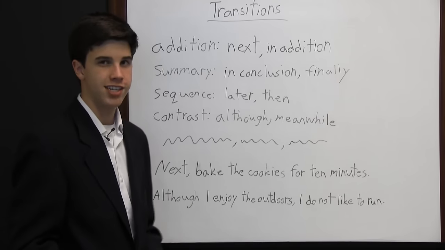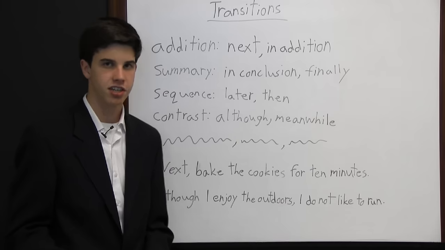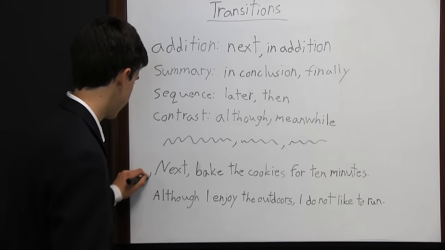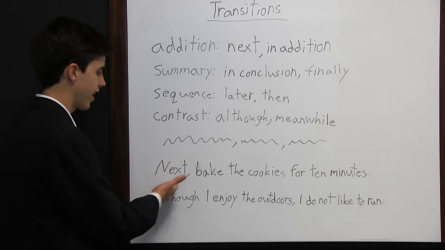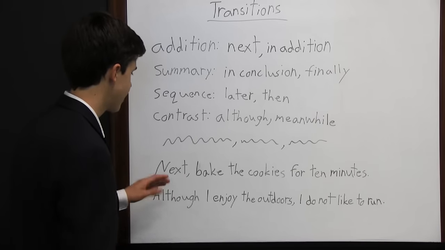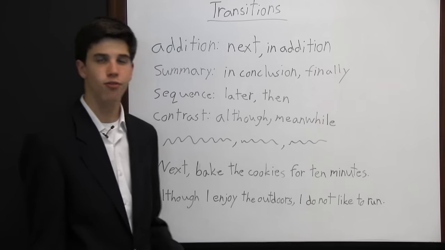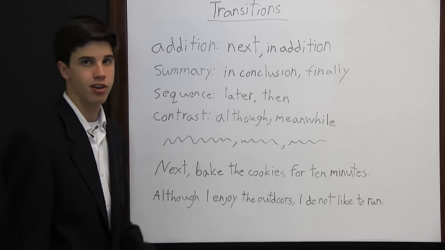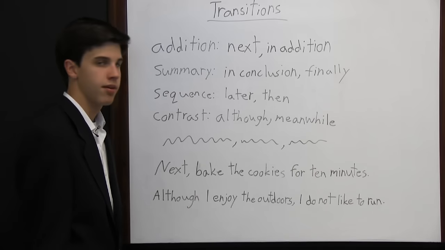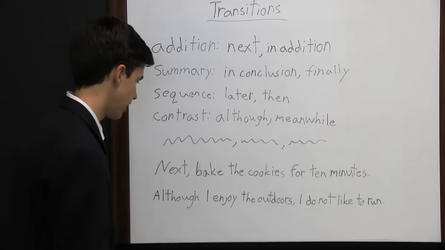But when a word or phrase comes at the beginning or the end of a sentence, you only need one comma because you wouldn't put a comma before next. That would look funny. So you just put a comma after it to show that next isn't there. So although next isn't essential to the sentence, it's helpful because it helps the reader understand the transition from one thought to another. In this case, the next step and directions on how to bake cookies.